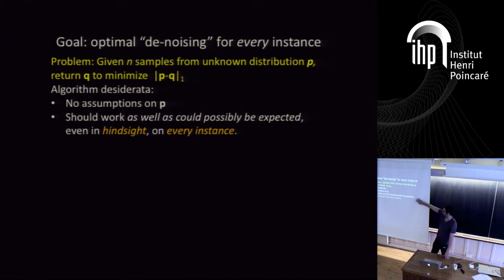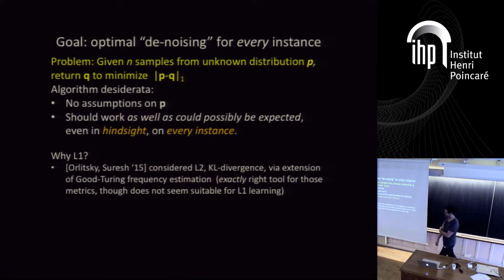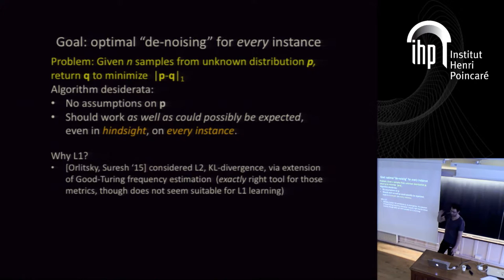So why are we talking about total variation distance? Why L1 distance? There are a few reasons. In this recent work of Orlitsky and Suresh, which was one of the best papers at NIPS this year, they considered this sort of question for estimating the distribution in terms of L2 distance and KL divergence, and basically showed that an extension of Good-Turing frequency estimation can achieve something like this for those settings.